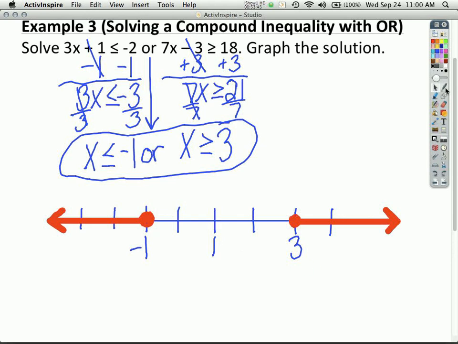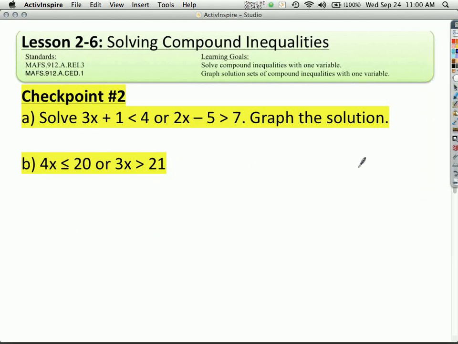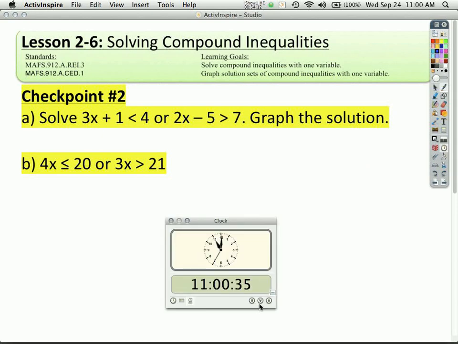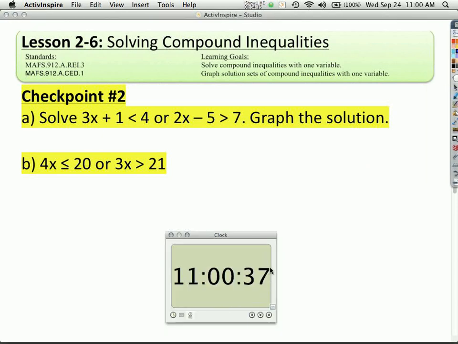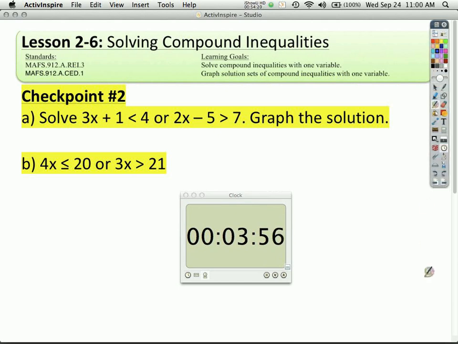Anyone have any comments, questions, or concerns about how we solve the OR inequality? All right, checkpoint number 2. You have 2 questions. You're going to have 4 minutes. I made a mistake. This is supposed to say solve, and it's supposed to say graph the solution as well. So solve this one, graph it, then solve this one and graph it as well. You have 2 questions. You got 4 minutes, although I think at this point you should need even less time than that. Good luck. Go.